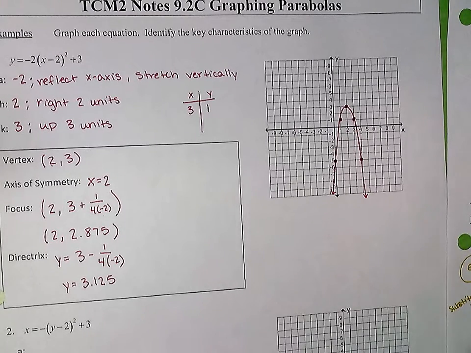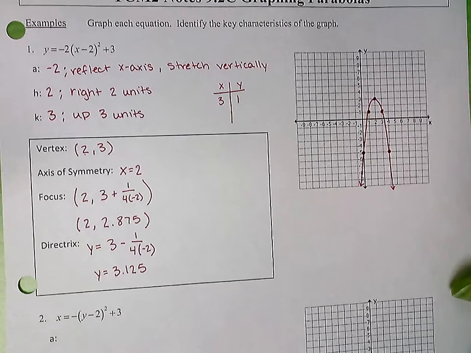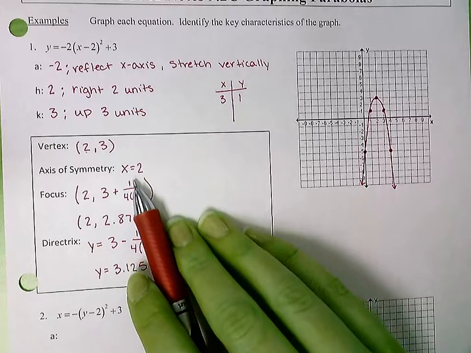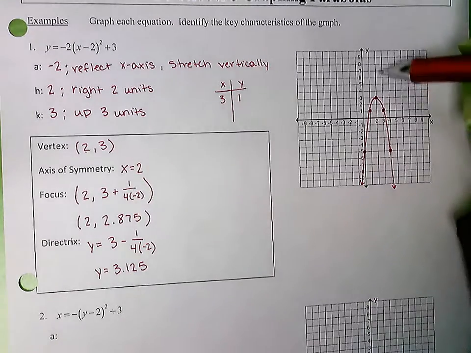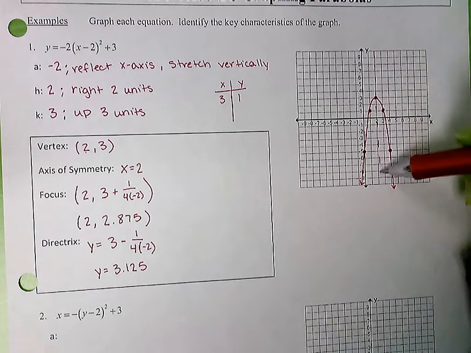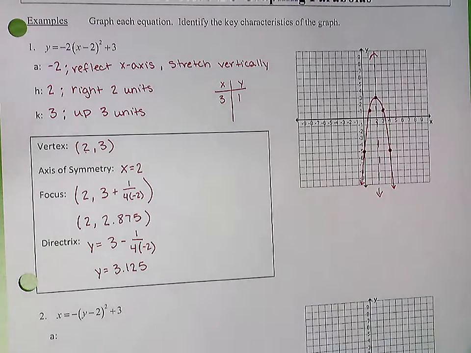Okay, so on my graph, I usually like to at least draw on the axis of symmetry just to make sure I got it right. So that's x equals 2. That's that vertical line. And your graph should reflect over that line. So your graph should reflect over that axis of symmetry. Make sense?